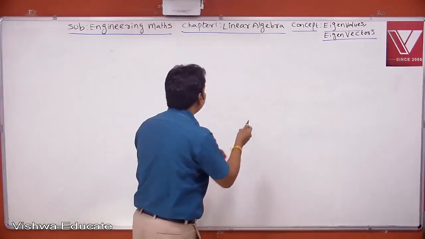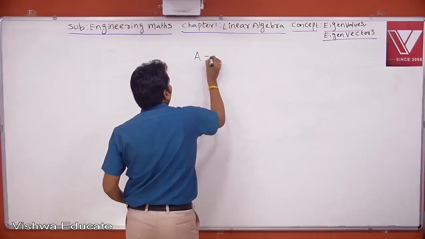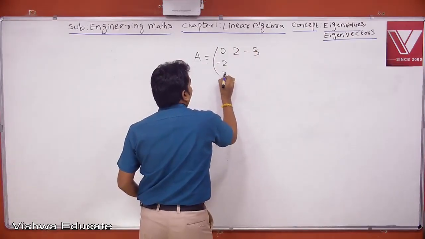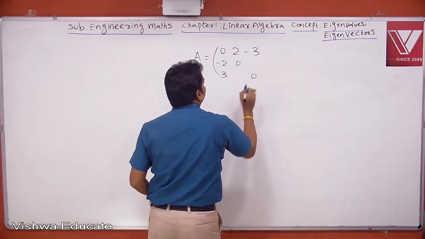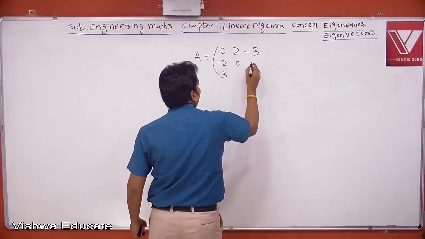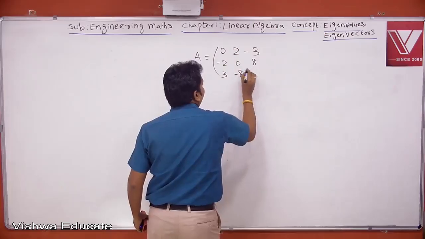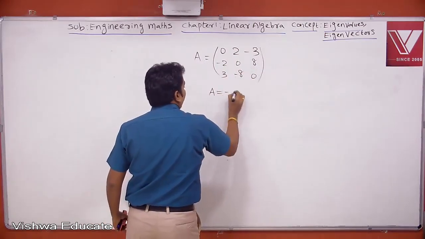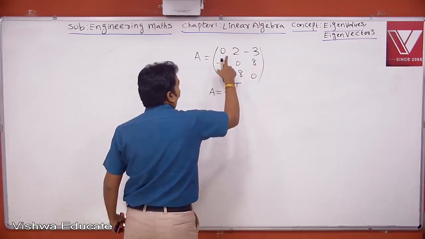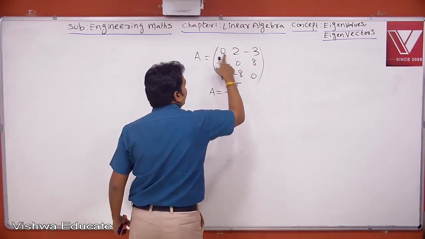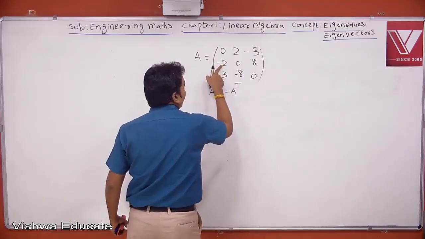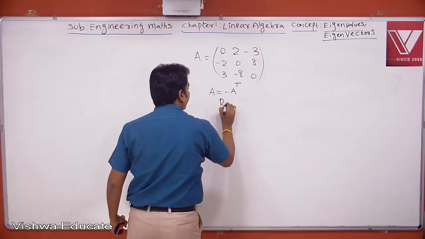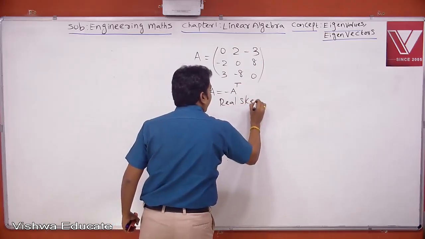Suppose I take this one, A equal to 0, 2, minus 3, minus 2, 0, 8, 3, minus 8, 0. Now when you look at this, A equals minus A transpose. All elements inside the matrix are real numbers. 0 is a real number, 2 is a real number, minus 2 real number, 8 real number, minus 3 real number, minus 8 real number. So it is a real skew symmetric matrix.